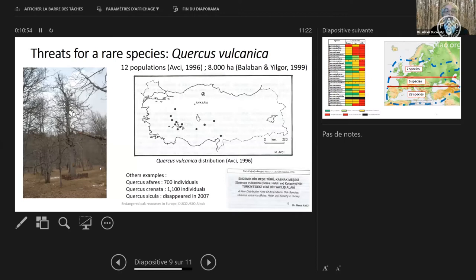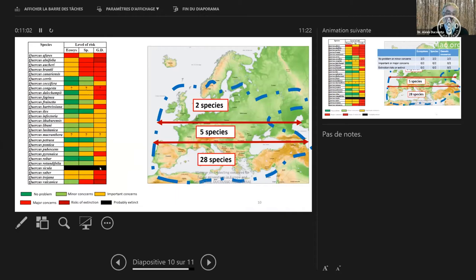Now, on the map, we can see the distribution of the number of species in different zones. We can see that we have 28 species around the Mediterranean basin and in the Caucasus, five species in Middle Europe, and two species in the northern part of Europe. On the left, we can see a table with all the species of this region and the level of risk with ecosystem, species, and genetic diversity. The color indicates the risk, from dark green when there is no problem to extinction when the species is probably extinct. And we can see that most of the species are threatened at ecosystem, species, and genetic diversity levels.